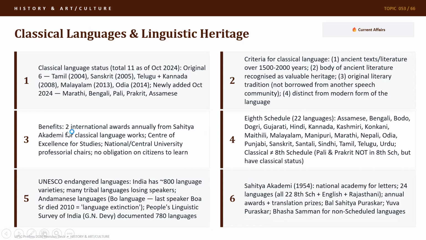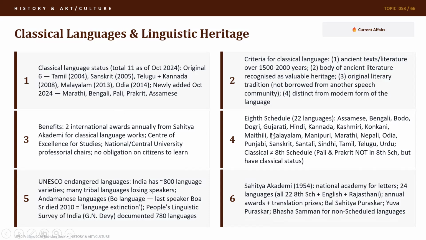What are the benefits? Well, 2 international awards annually from Sahitya Academy for classical language work. So if you have classical language status, there are 2 international awards given from Sahitya Academy. And then there is a Center of Excellence for Studies of these languages, and professorial chairs in National and Central Universities. But there is no obligation on citizens to learn these classical languages. So basically, in academic and award terms, you get a lot more exposure if a language is selected as a classical language.